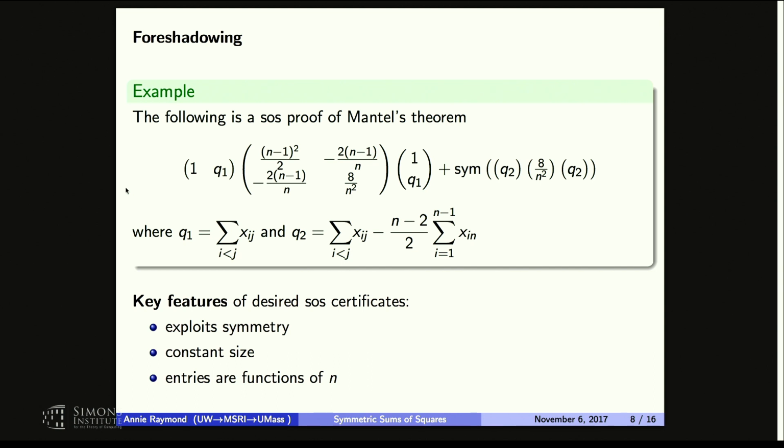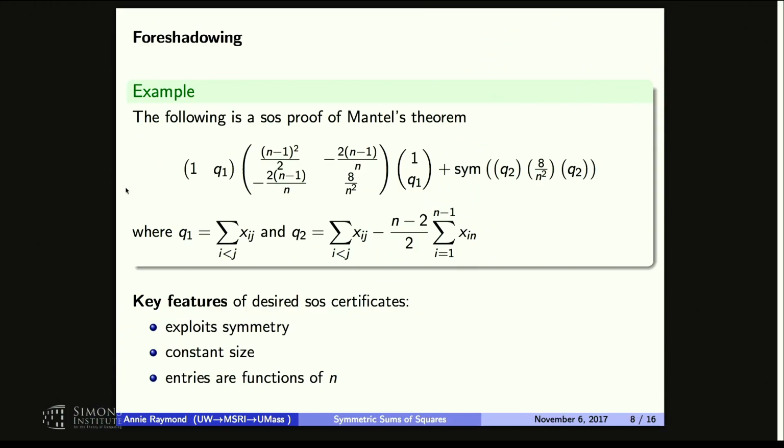So instead of having infinitely big matrices, I just have a 2 by 2 and a 1 by 1 matrix. And in those matrices, my entries are functions of n. So this is a certificate for any n. In particular, it's a certificate as n goes to infinity. So this is the kind of certificate that I will want to obtain, and we will always be able to get something of this kind.